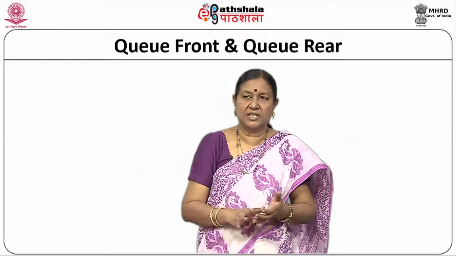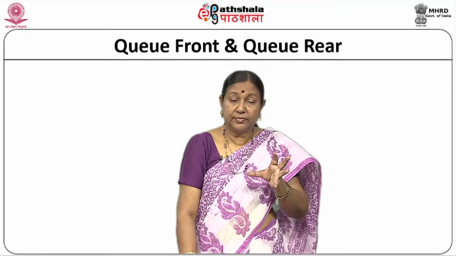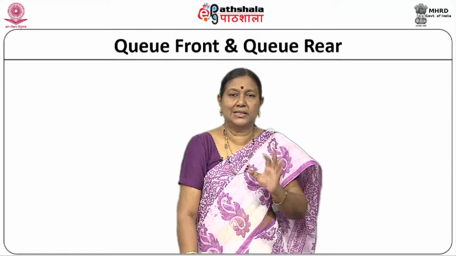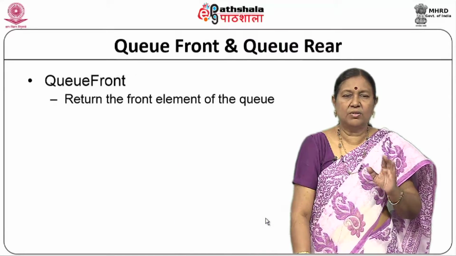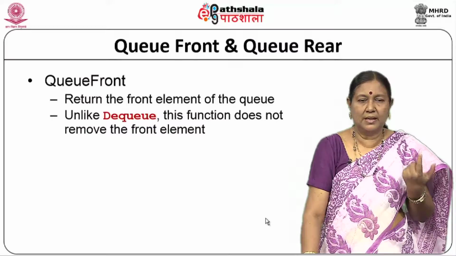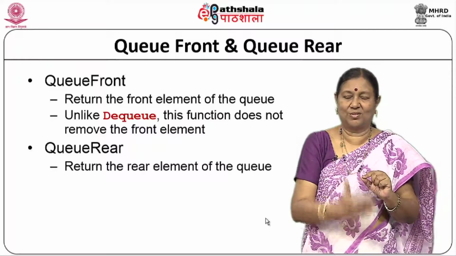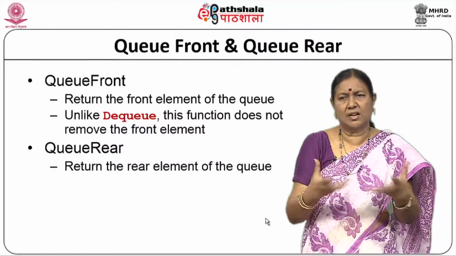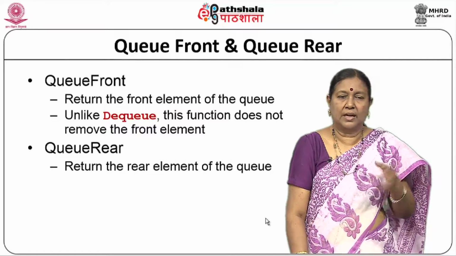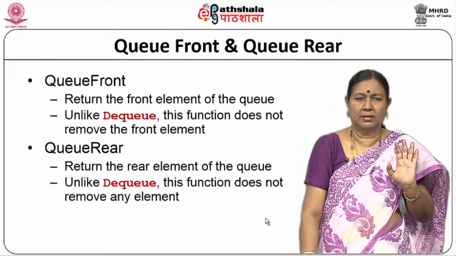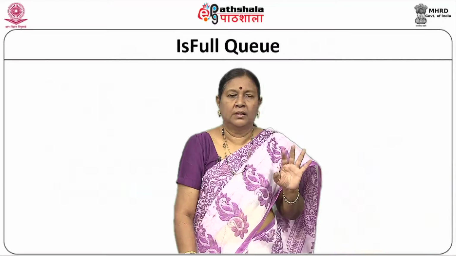Now, we will look at the operations QFront and QRear. Remember, both in QFront and QRear, the state of the queue or the elements in the queue do not change, we just access the queue. So, QFront returns the front element of the queue. Unlike DQ, this function does not remove the front element. Similarly, QRear returns the rear element of the queue. That is why we are saying that rear is now pointing to the actual element. You can do it either way, the implementation is how we do it. So, you can use it either way as long as the interface outside to the ADT is the same. So, unlike DQ, this function does not remove any element, and it does not insert either.